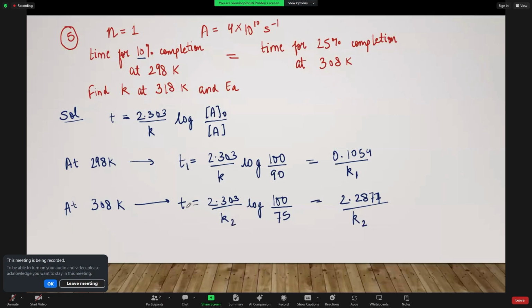This will be k2 and this will be t2. This will be k1. ठीक है? क्योंकि अलग अलग data points है, that's why. So this will be k2. Okay, for two different points.